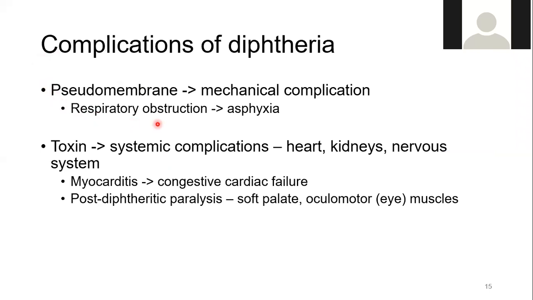So the complications could be either due to the pseudomembrane. If it covers a large area of the upper respiratory tract, then you can have mechanical complication. And that would result in obstruction of respiration and lead to asphyxia. And I hope I answered the question that had been asked about the year of strangulations.